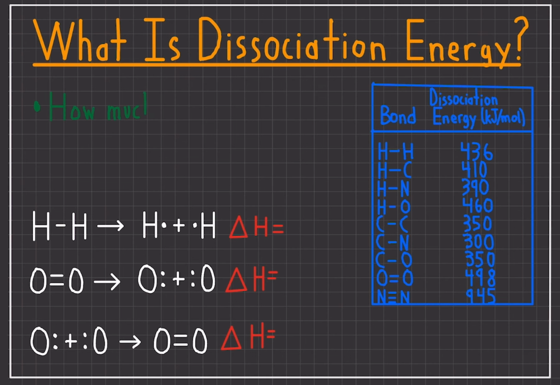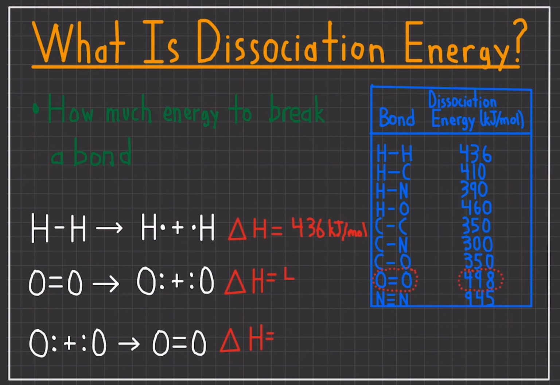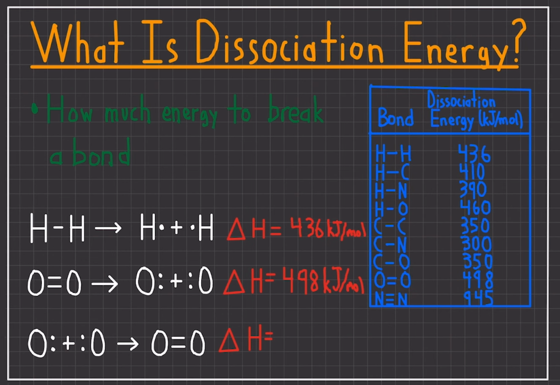Bond dissociation energy is a measurement of how much energy it takes to break a bond and is typically measured in kilojoules per mole. You'll typically see it in a table like this. If we look at the table, we can see that it takes 436 kilojoules to break 1 mole of hydrogen-hydrogen bonds. We can also see that it takes 498 kilojoules to break 1 mole of oxygen-oxygen bonds.